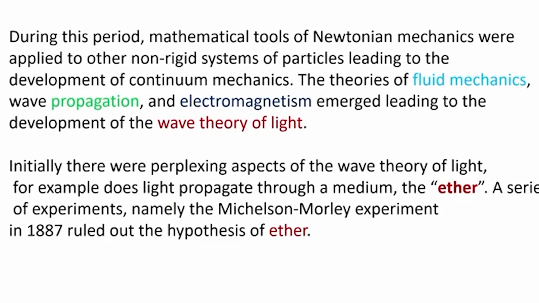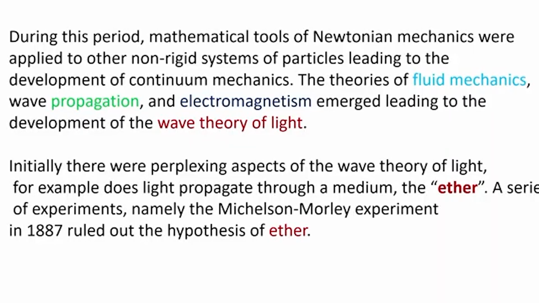So, during this formative period, the mathematical tools of Newtonian mechanics were applied to non-rigid systems as well. When we say rigid bodies or rigid systems, that means the distance between two particles or two objects constituting the body remains the same. Now, this has been extended to non-rigid systems and the development of continuum mechanics emerged. The theories of fluid mechanics, propagation of waves, and electromagnetism emerged, leading to the development of the wave theory of light.